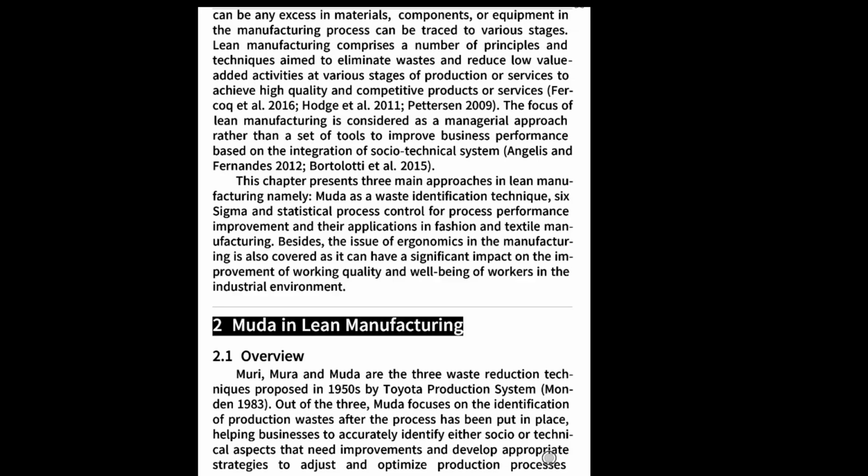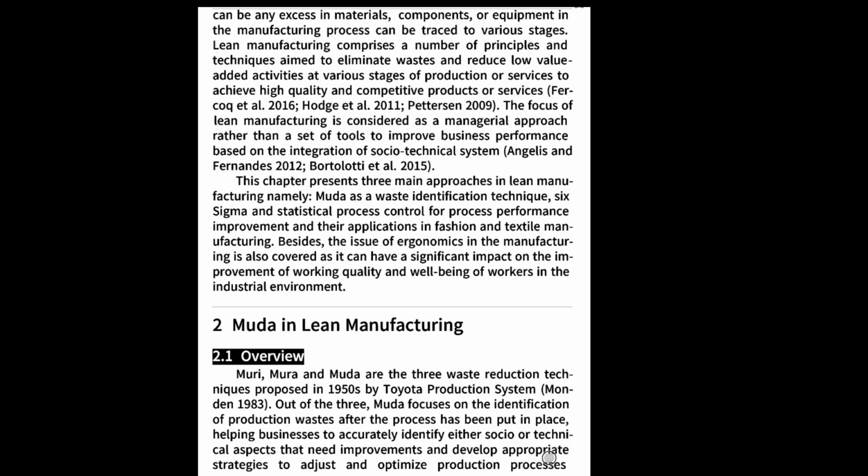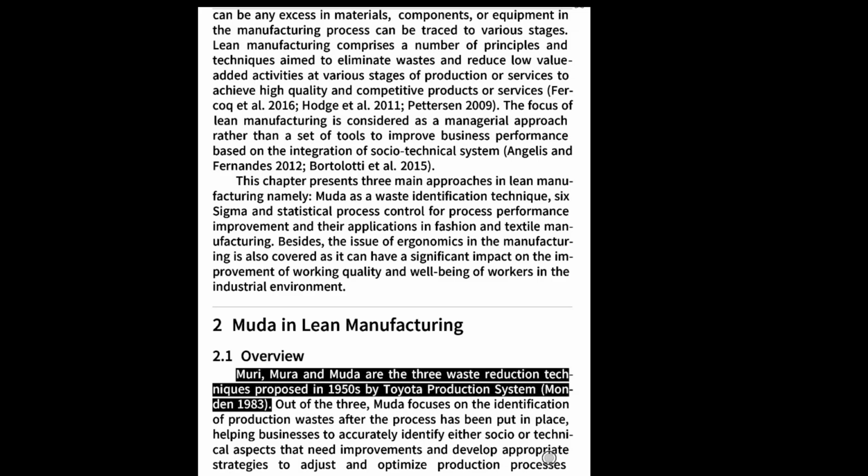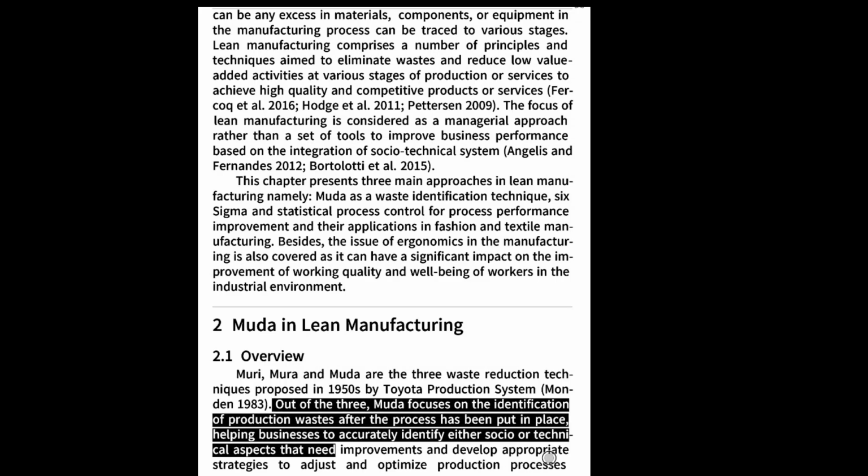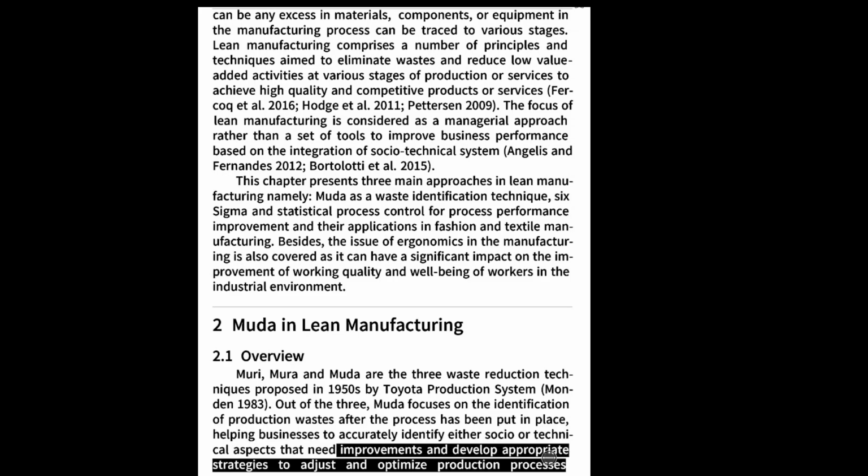2. MUDA in Lean Manufacturing. 2.1 Overview. Muri, Mura and Muda are the three waste reduction techniques proposed in the 1950s by the Toyota Production System (Monden 1983). Out of the three, MUDA focuses on the identification of production wastes after the process has been put in place, helping businesses to accurately identify either socio or technical aspects that need improvements and develop appropriate strategies to adjust and optimize production processes (Sharma 2013).